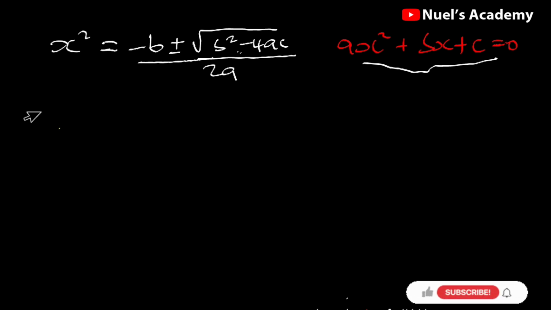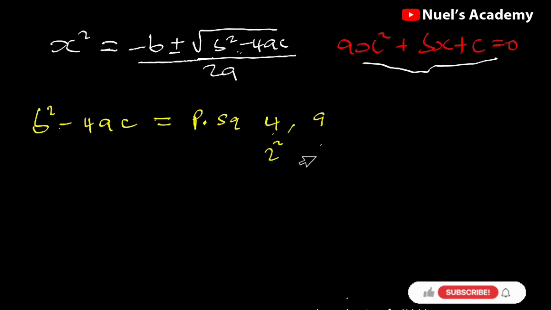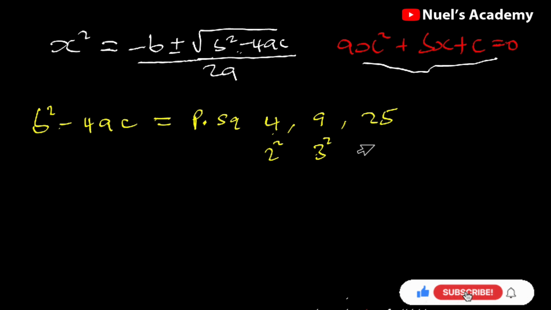So let's start. We have b squared minus 4ac, which is the discriminant, as earlier said. Now, if this discriminant is equal to a perfect square, I'm going to write it as p sq. Perfect squares are numbers that can be expressed as the square of an integer. For example, 4 is a perfect square because it can be expressed as 2 squared, which is the square of an integer. 9 is a perfect square because it is 3 squared. Another one is 25, which is 5 squared. Another one is 36, which is 6 squared, and so on.